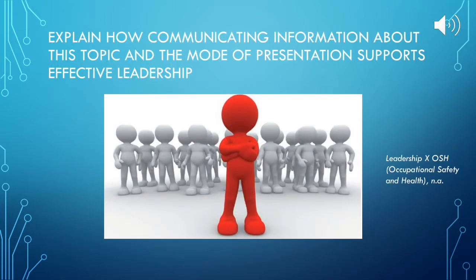Explain how communicating information about nurse-to-patient ratios and the mode of presentation supports effective leadership. The importance of nurse-to-patient ratio can be presented in any form. Leadership is defined as a person who is willing to step forward to guide people through difficult pathways to then finally achieve an ending goal.